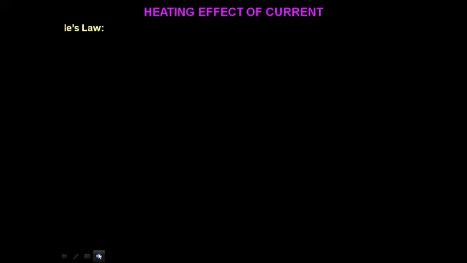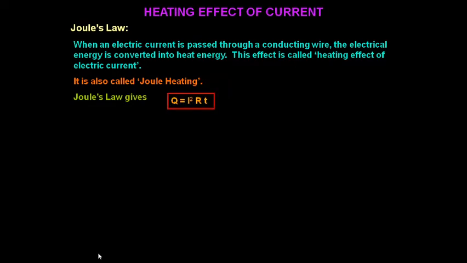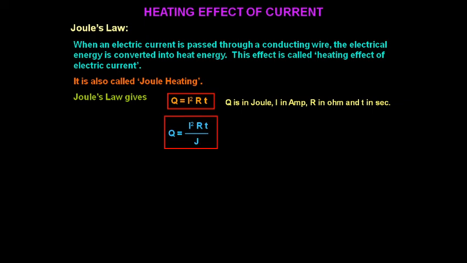The next topic is the heating effect of current. There is Joule's law of heating. When an electric current passes through a conducting wire, electric energy is converted into heat energy. This effect is called the heating effect of electric current. It is also called Joule's law of heating. According to Joule's law of heating, the amount of heat energy Q produced in a resistor R, if current I passes for time t, is I square Rt.